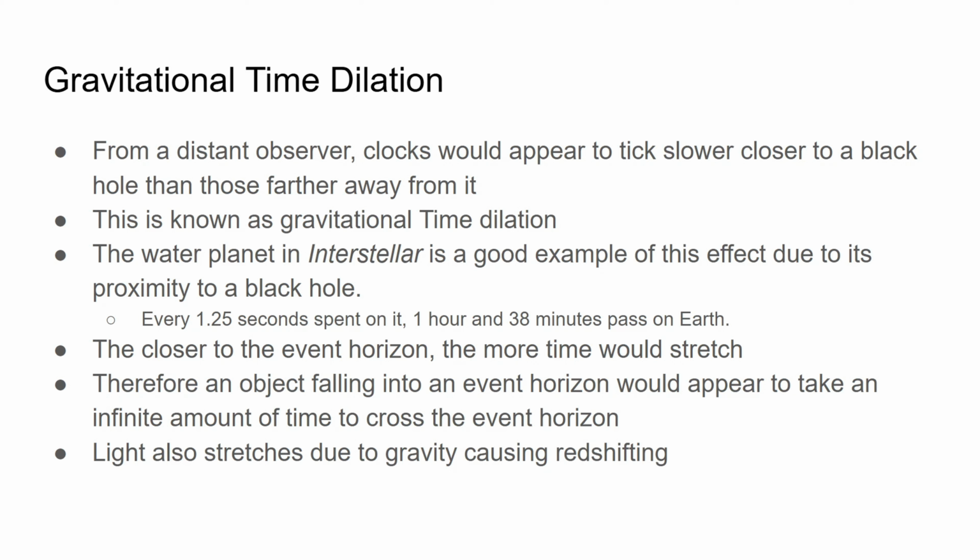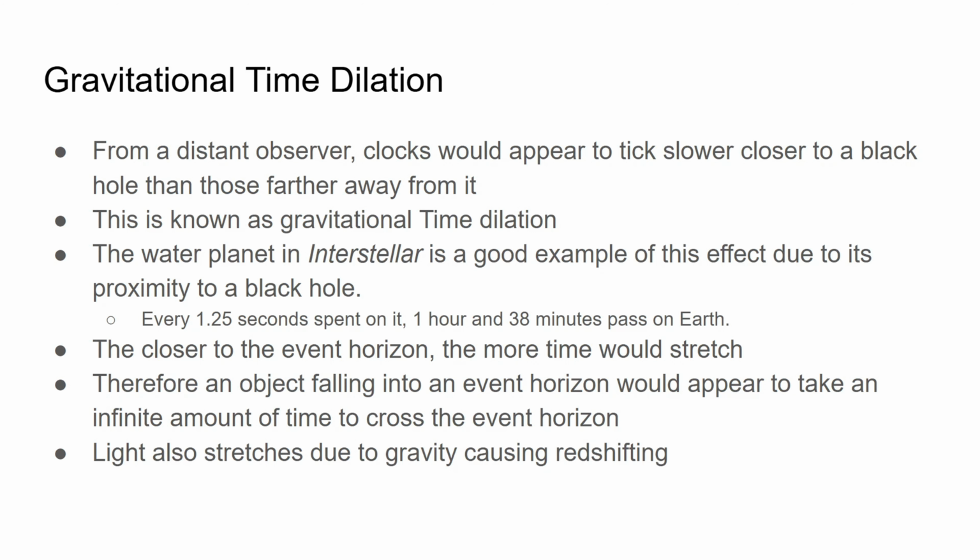Okay, and then there's this concept of gravitational time dilation that we briefly touched on earlier. From a distant observer, clocks would appear to tick slower close to a black hole than, say, on Earth, and that effect is known as gravitational time dilation. If you've watched the movie Interstellar, the water planet is a good example of this due to its proximity to a black hole. Every 1.25 seconds spent on that planet equates to 1 hour and 38 minutes on Earth. And the closer to the event horizon, the stronger the gravity, obviously. Therefore, time would stretch even more.